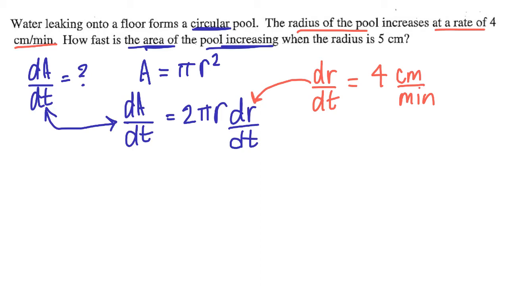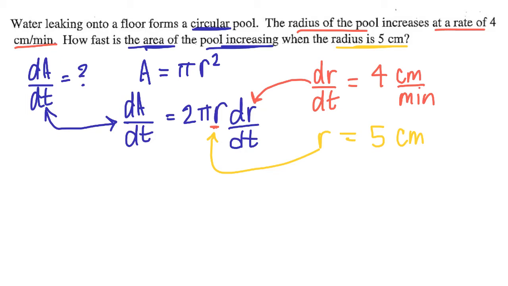So I'm looking for dA over dt. I have a dr over dt. Now let's see if I have a radius, then I could just plug in. And notice that in the very last sentence, it tells us how fast is the area of the pool increasing when the radius is 5 centimeters. So I know the radius is 5 centimeters. So that r is what I need to plug in right there. So it looks like we might have everything that we need in order to solve this problem.